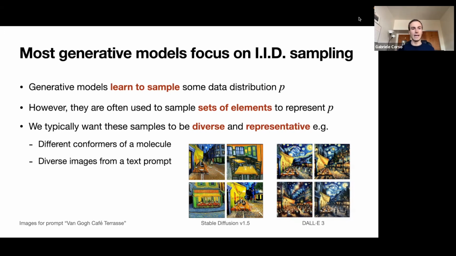Let's say the different conformers for a molecule, or different images for a text prompt. Here I have the images for the text prompt Van Gogh Cafe Terrace. For example, you can see with DALL-E, the images are pretty similar, obviously inspired by Van Gogh's painting, but similarly also for Stable Diffusion. Some of them are almost duplicates of one another, while we would want the samples that we generate to be diverse and representative of the whole overall distribution.